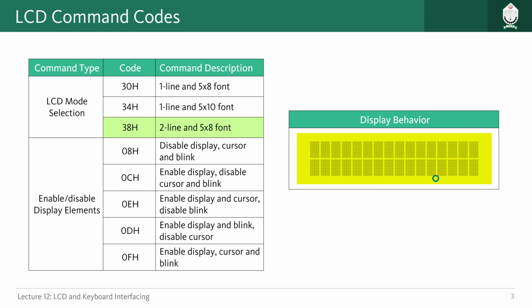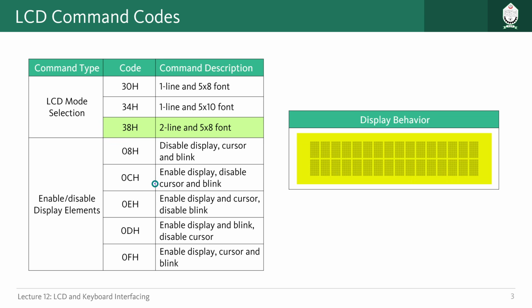This is for the case of 16x2 LCDs, but you can have different types of LCDs. For this one, if we have this code 38H, that means we are going to use this mode. That means 2 lines will be activated, and for each of the lines the font will be 5x8 pixels. In most cases we will try to use this particular mode.